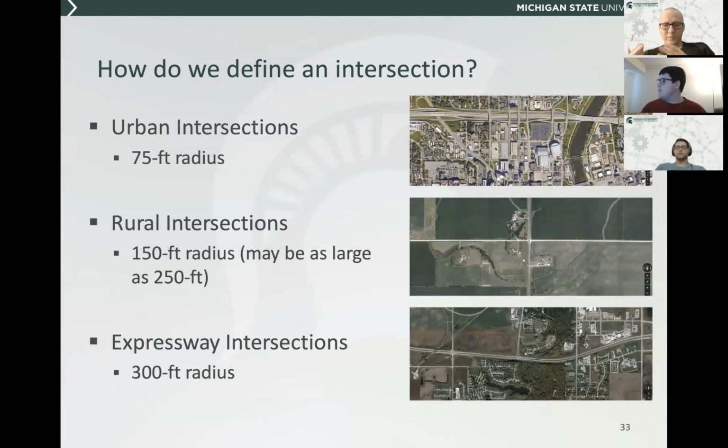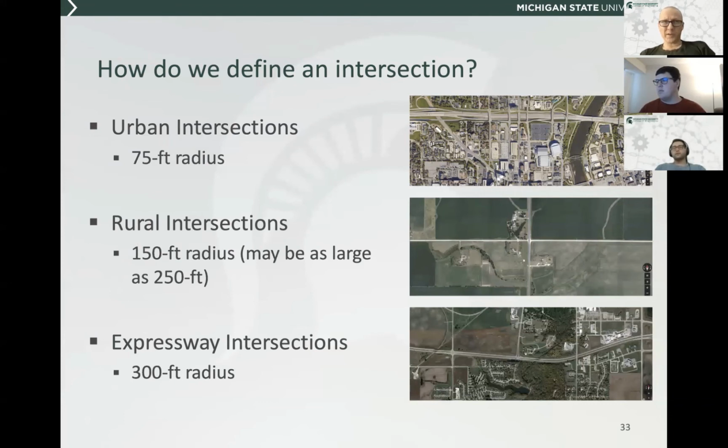Rural settings, 150 up to 250. Again, depending on the speeds, we tend to broaden that out, because on higher speed facilities, the effects can spill back a significantly larger difference. And then expressway intersections, which we don't have as many of here in Michigan.